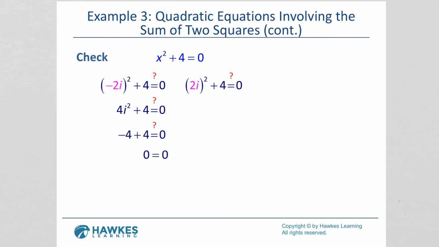2i squared plus 4 equals 0. 2i squared is 4i squared plus 4. 4i squared is negative 4 plus 4. Negative 4 plus 4 is 0, so 0 equals 0. Both of those solutions check.